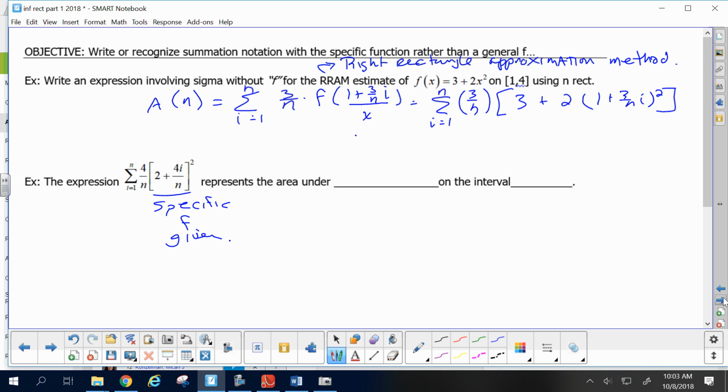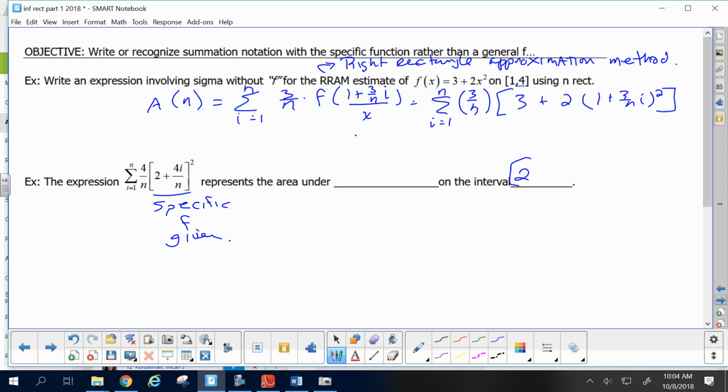So let's start with the easy parts. What do you reckon the region is? What does it feel like the starting point is of the region? 2. I agree. Okay. What is the number of rectangles? Oh, never mind. What's the total width of the region? Total width of the region is?